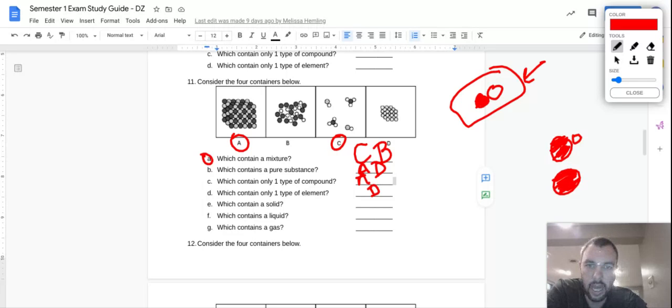So then solid, I would say A and D are solids because they're very compact. They don't seem like they have a whole lot of space. Which contains a liquid, I would call that B because there's a little bit of space in there. They could slide past each other. And then a gas, I would say, is C because there's a lot of space in there. So C, B, A, D, A, then D, then AD, then B, and C for our answers here for number 11.